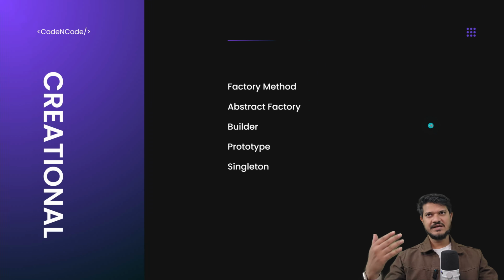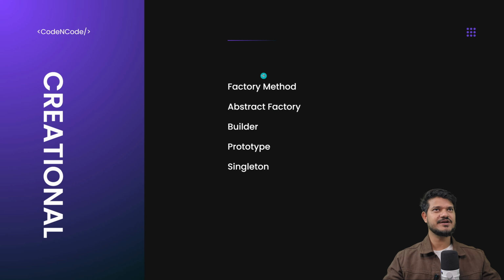Let's see for each category what we are going to cover. For creational patterns, we'll learn about the factory method pattern, abstract factory pattern, builder, prototype, and singleton pattern. Again, we will learn all of this in detail. We'll learn the situations these are used in along with the implementation.